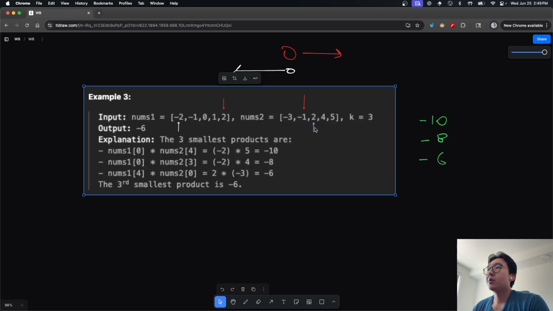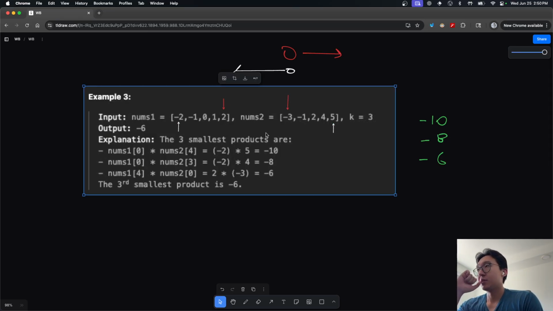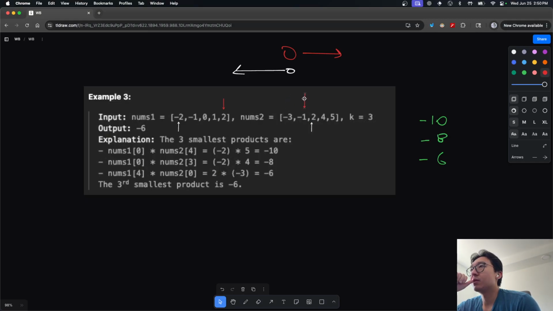And -4. Maybe, let's see. Wins, wins. But we have to keep 2 right here. This goes here. Do I want to move here? I don't, because I still want to do -2 times 2 at some point.